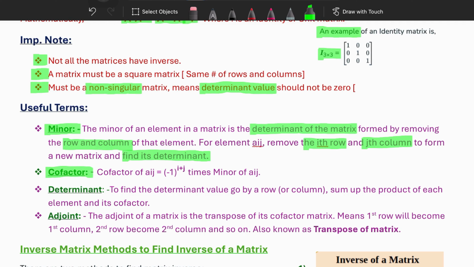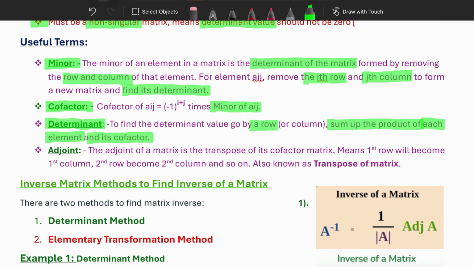The next term we will use in the inverse is cofactor. The cofactor of a_ij, at the ith row and jth column, is negative 1 to the power i plus j, which gives the sign to the minor of a_ij. As for the determinant, to find the determinant value, go by a row or a column. You can go by column too, but usually we go by rows. Sum up the product of each element and its cofactor. We have to find it out.